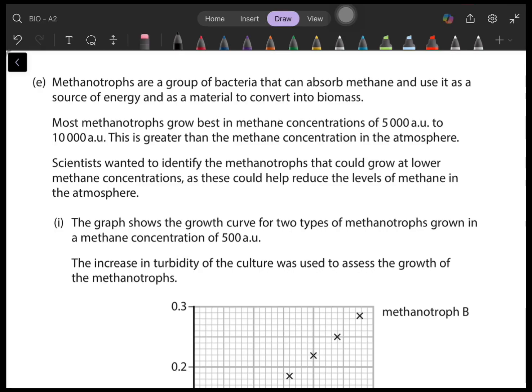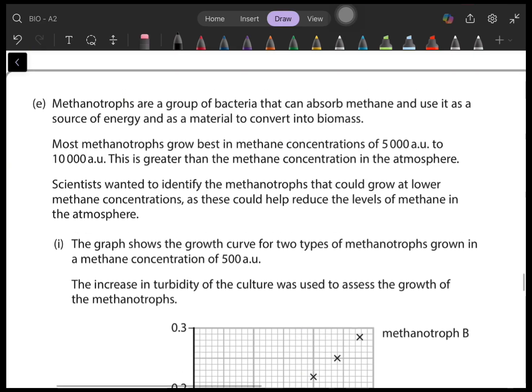Methanotrophs are a group of bacteria that can absorb methane and use it as a source of energy, and as a material to convert it into biomass. So basically they can convert it into biomass, okay? Most methanotrophs grow best in methane concentrations of 5,000 arbitrary units to 10,000 arbitrary units, okay? This is greater than the methane concentration in the atmosphere, all right?